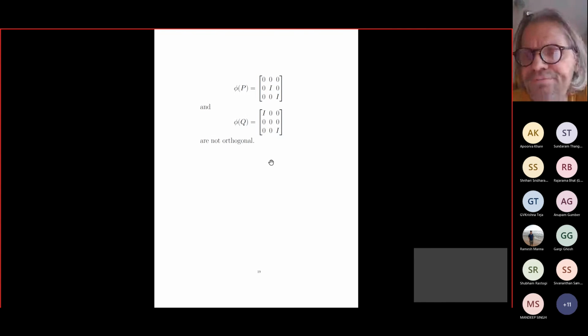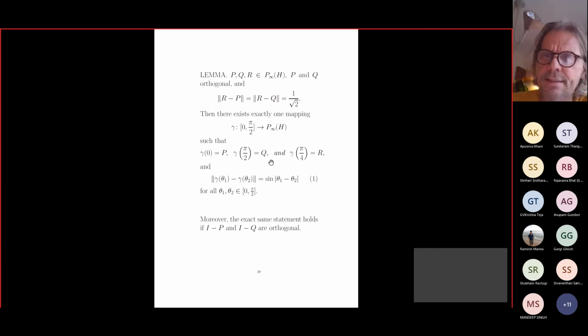So there is no hope that we will use the same approach. We had to do something different. What was the idea? This idea was slightly more complicated. But again, let P and Q be two orthogonal projections. Infinite dimensional projections, I mean, essentially infinite dimensional. The image is infinite dimensional, the kernel is infinite dimensional. And let us assume that P and Q are orthogonal.